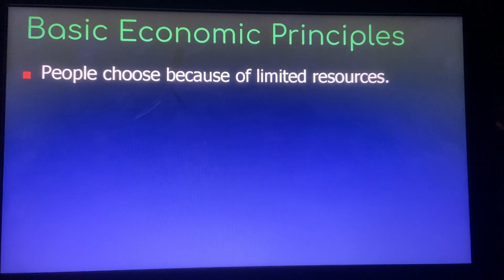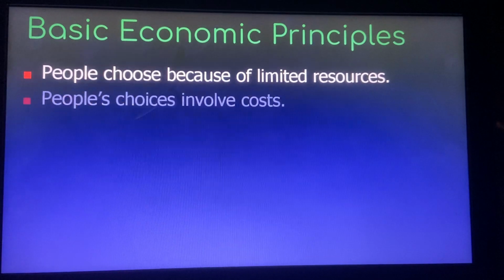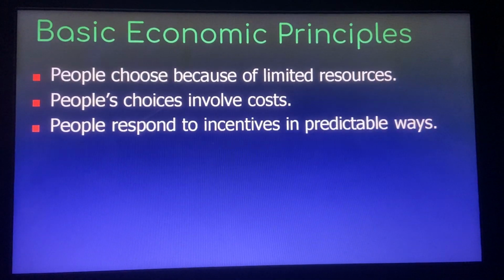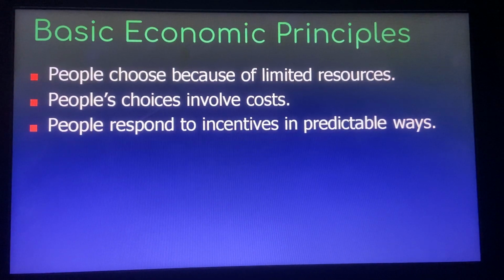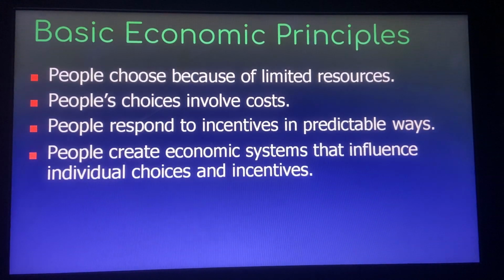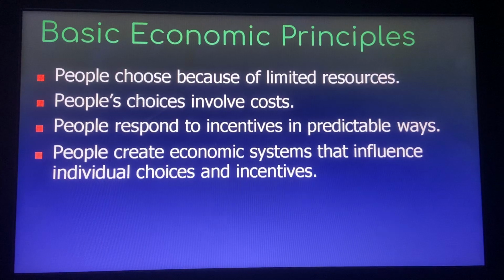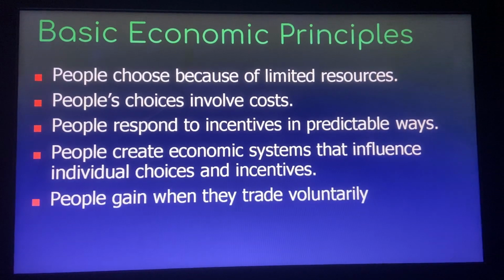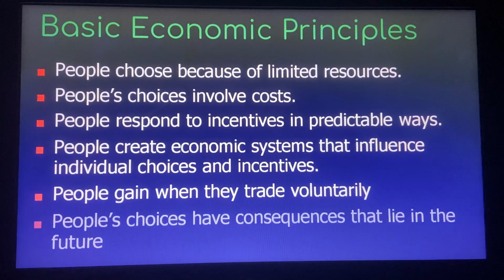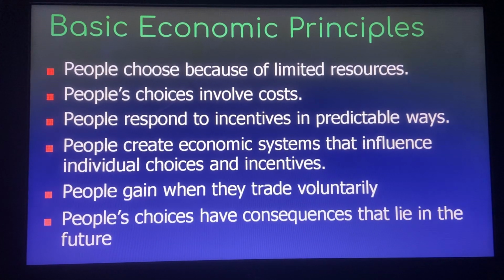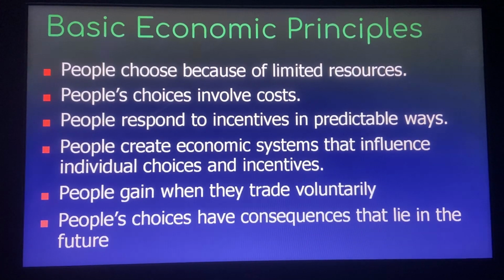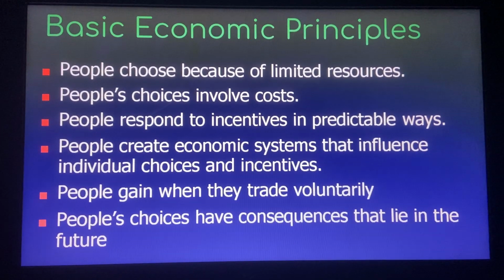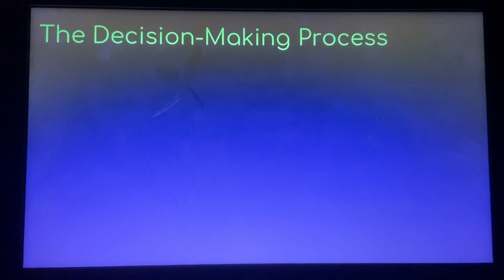So people choose because of limited resources. People's choices involve costs. People respond to incentives in predictable ways. And people create economic systems that influence individual choices and incentives. And people gain when they trade voluntarily. People's choices have consequences that lie in the future. So these are the basic economic principles when it comes to decision making.